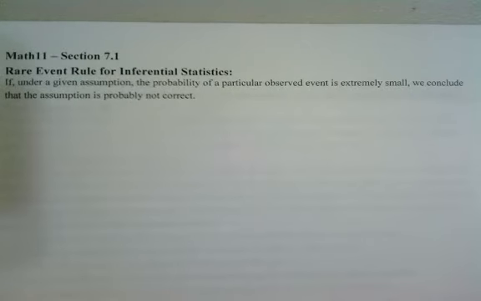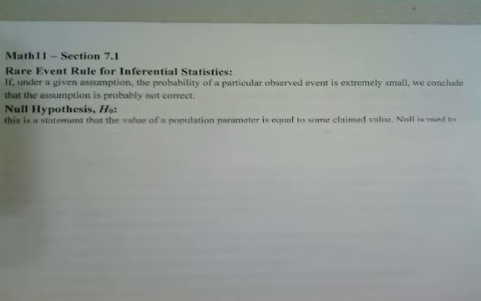All the chapters we have done so far have really been leading up to this point: inferential statistics. If, under a given assumption, the probability of a particular observed event is extremely small, we're going to conclude that the assumption is probably not correct. If it's unlikely to happen, we're not saying it's impossible, we're just saying that it's probably not true.